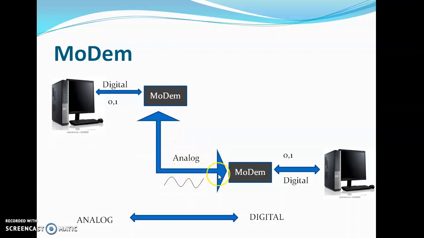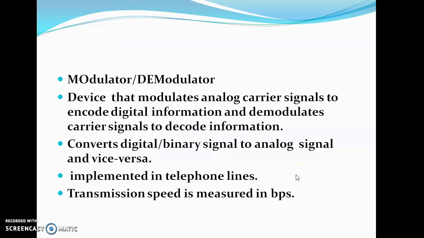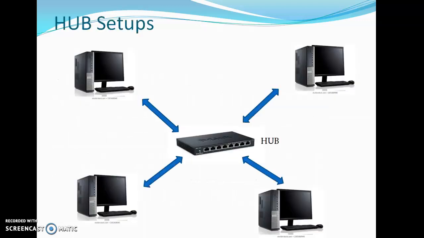Now when it reaches the destination, it has to be converted back to 0 and 1 so that this computer understands it. So this analog signal will pass through the modem, and this modem will convert the analog signal back to its equivalent digital signal. So this is how your modem works. It converts digital to analog, and likewise if the signal is analog, it converts the analog signal to its digital form. You can pause this and go through all these points.